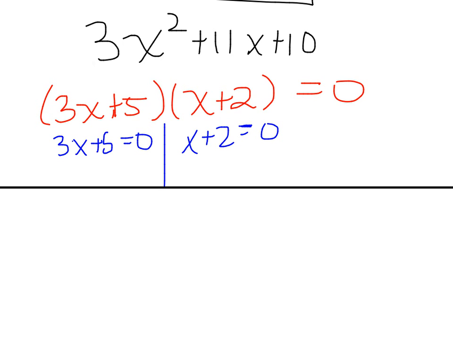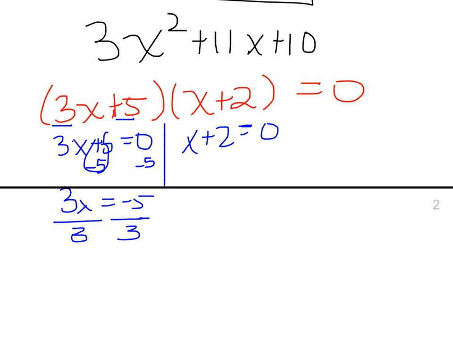So the shortcut is it's going to be opposite of the first divided by the last. But I'll show you the long way too. Minus 5 minus 5, 3x equals negative 5, divided by 3, divided by 3. You get that x is negative 5/3.